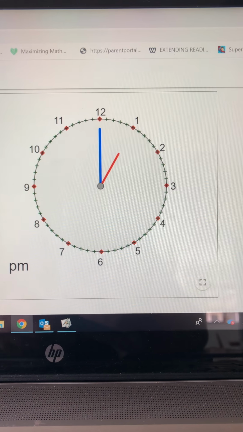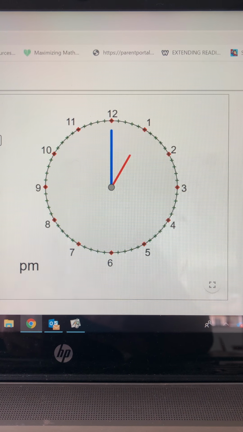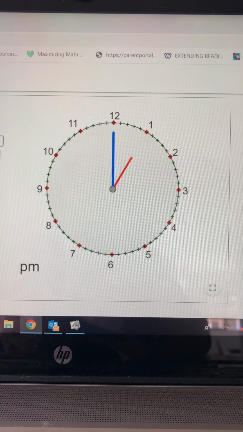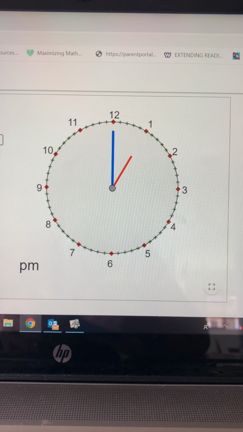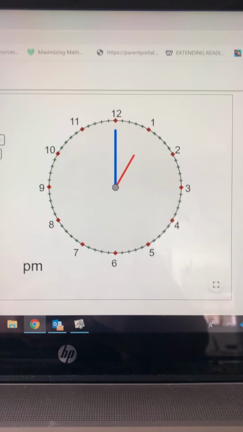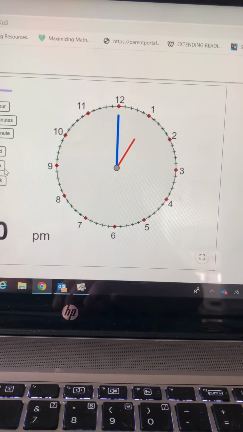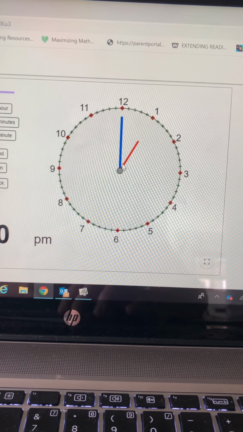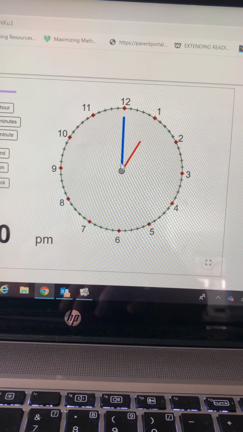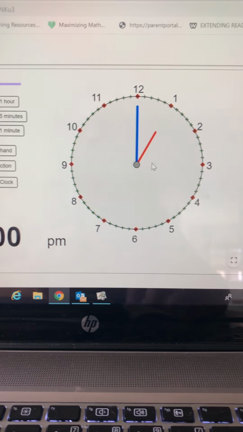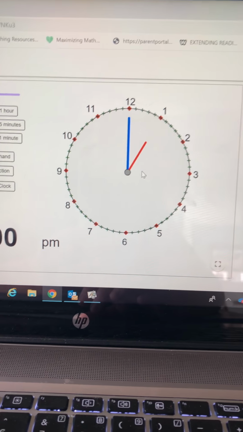And I want you to look at this clock and think about what time it is. Tell somebody, or if you're by yourself, just think about it or tell your pet or stuffed animal what time it is. Okay, so just to review, the hour hand is the shorter red hand, and the minute hand is the long blue hand. And if you said that the clock shows 1 o'clock, you are correct.